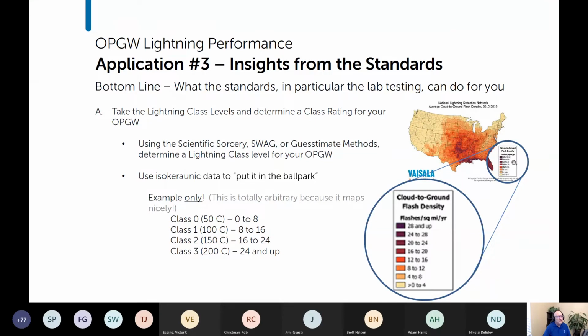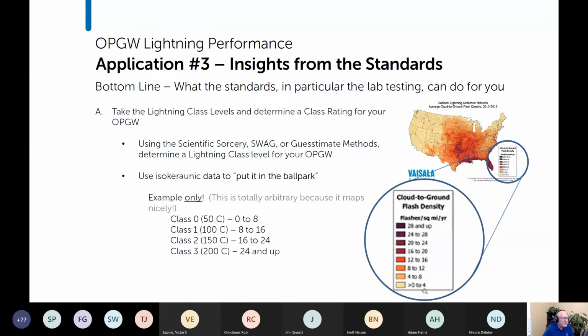graphic and the legend, and as an example, this is totally arbitrary. I don't want one person who attends this webinar to go out and say, well, Mike Riddle said that class 0 should be 0 to 8 on the isochronic map. I did not say that. I just said it's got 1, 2, 3, 4, 5, 6, 7, 8.